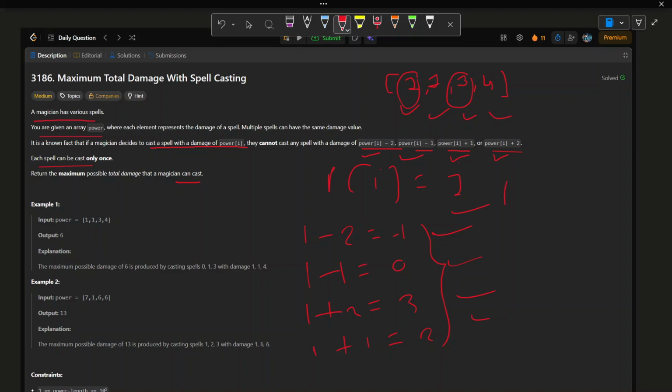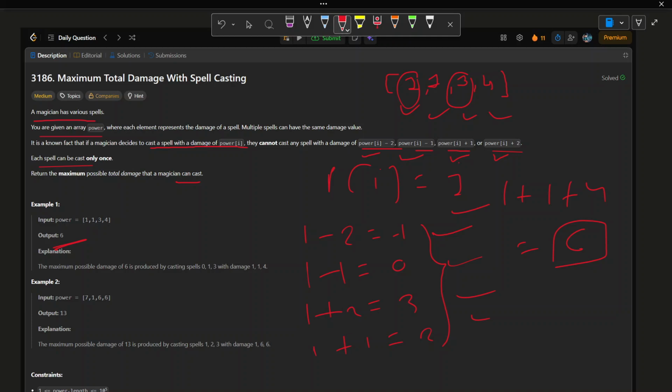So our answer is 1 plus 1 plus 4, which equals 6. The final answer is 6.